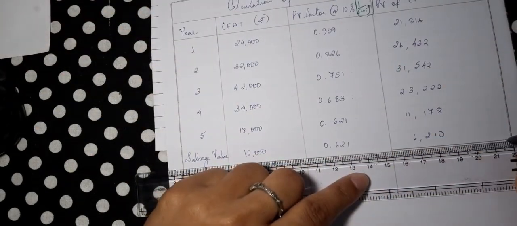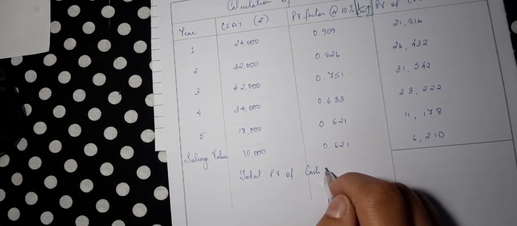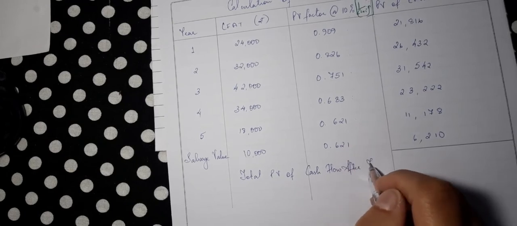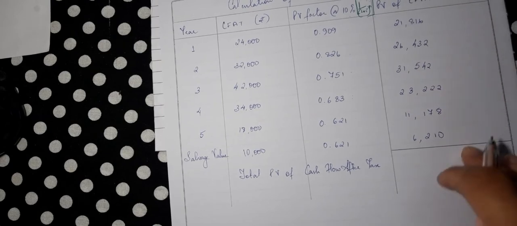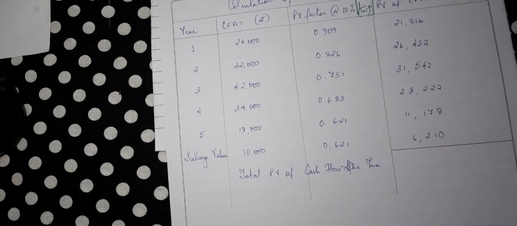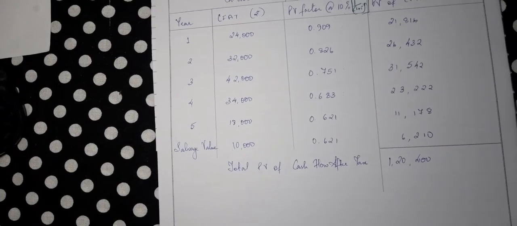Alright. So the next step is to just calculate the total present value. So next is total present value of cash flows after tax, CFAT. So 21,816 plus all these values. Let's see how much we're getting. Please do the calculation. It should come to about 1,20,400.